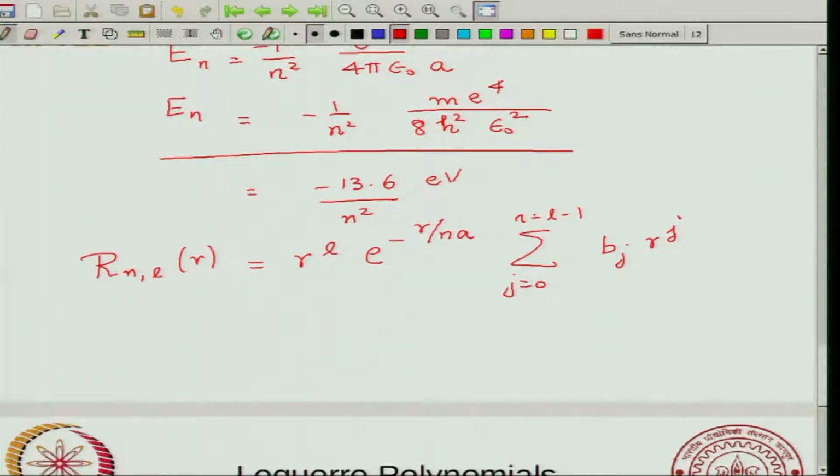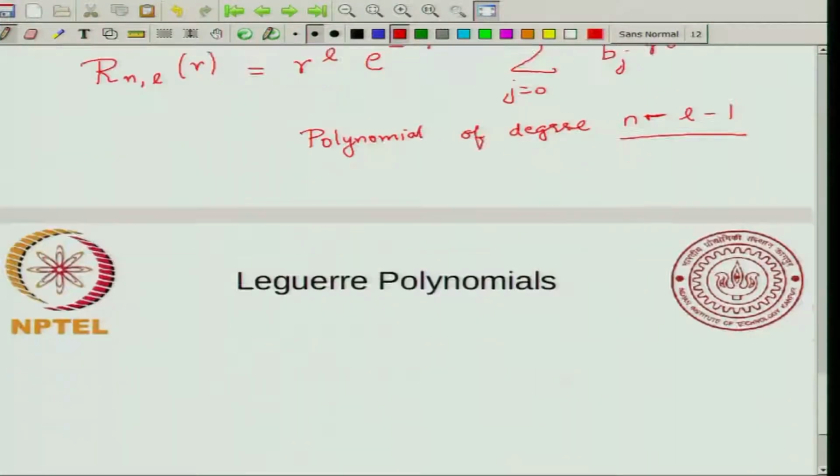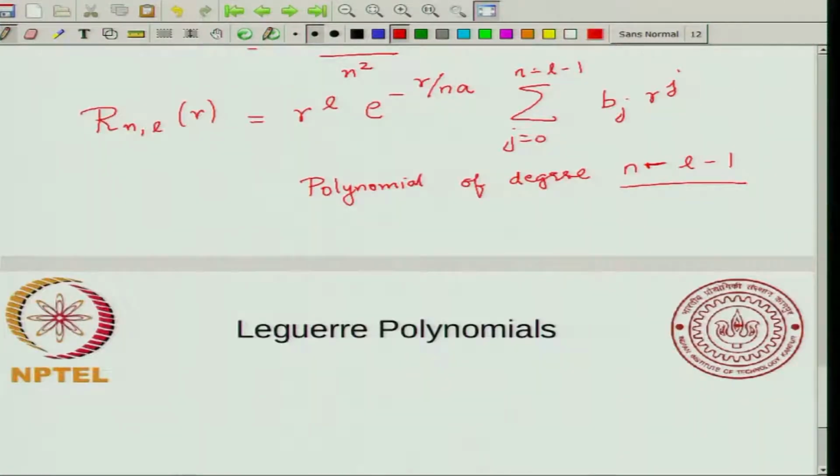Okay. Now what you can do is you can go ahead and express this. This is a polynomial of degree n minus l minus 1, and this is what is closely related to something called the Laguerre polynomial.